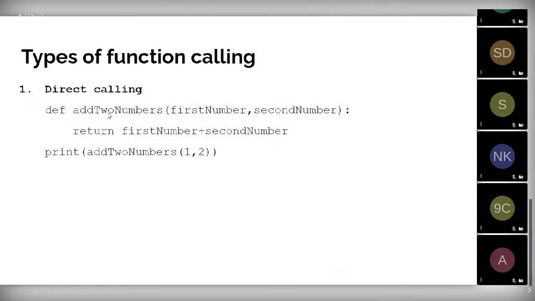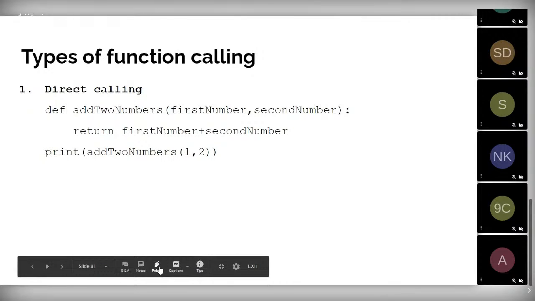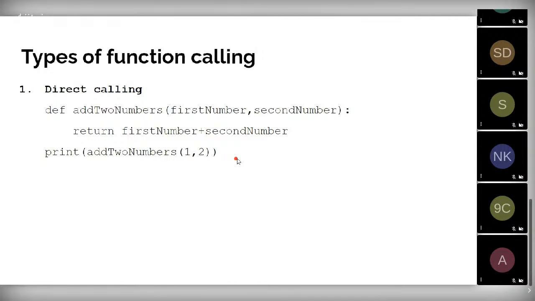When we call this function as a direct calling, we directly use the name of the function and we pass the arguments. So how are we calling here? We are calling directly by the name of the function. The name of the function is add two numbers, and we have written add two numbers and passed the arguments. So this is direct calling. So in direct calling, we basically call the function by directly using the name of the function.